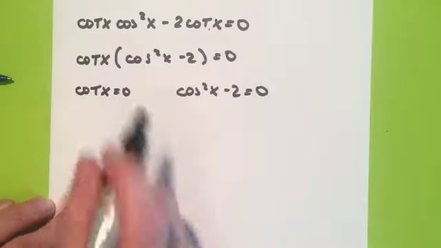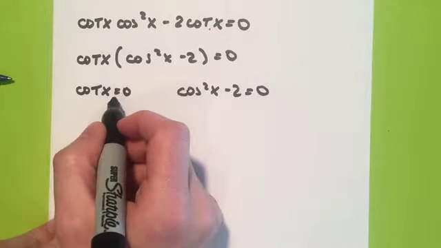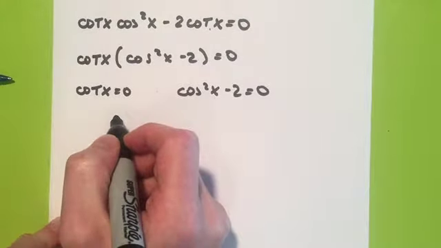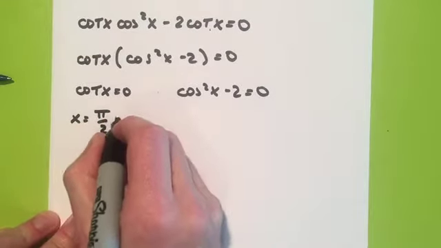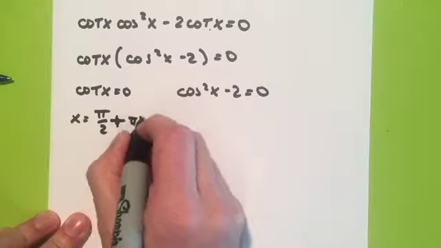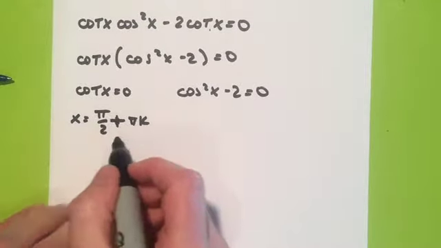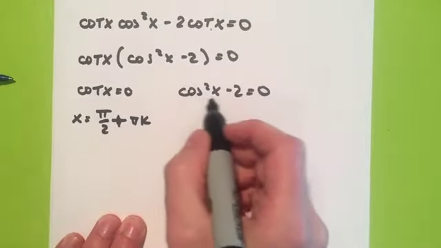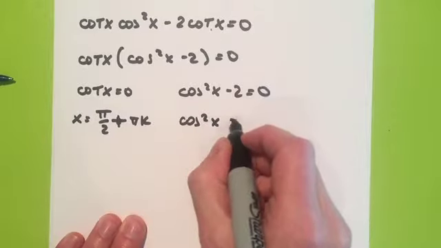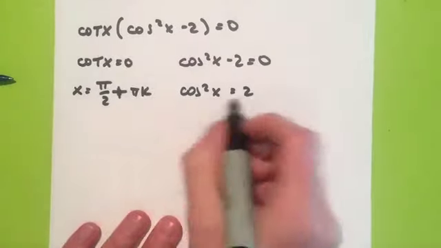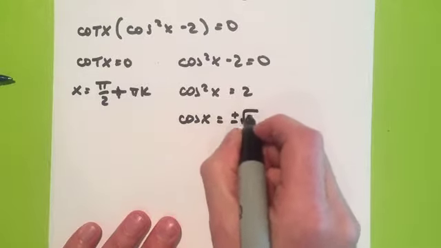If we're looking for all solutions, cotangent of x equals 0, remembering that cotangent is the x over the y around the circle. That's going to give us pi over 2 plus pi k. Pi is the period of cotangent. That'll give us everything in there. Cosine squared, well, I'm going to get cosine squared equals 2. Take the square root. Cosine equals plus or minus square root of 2.